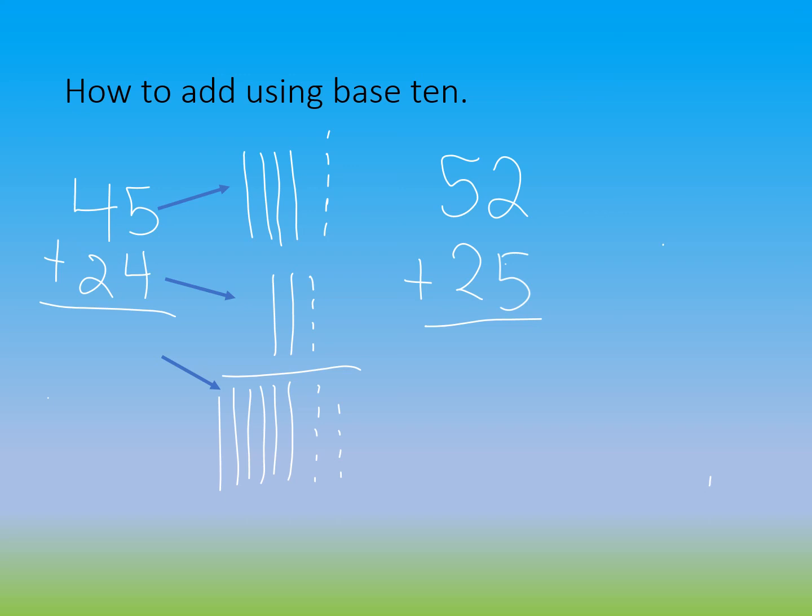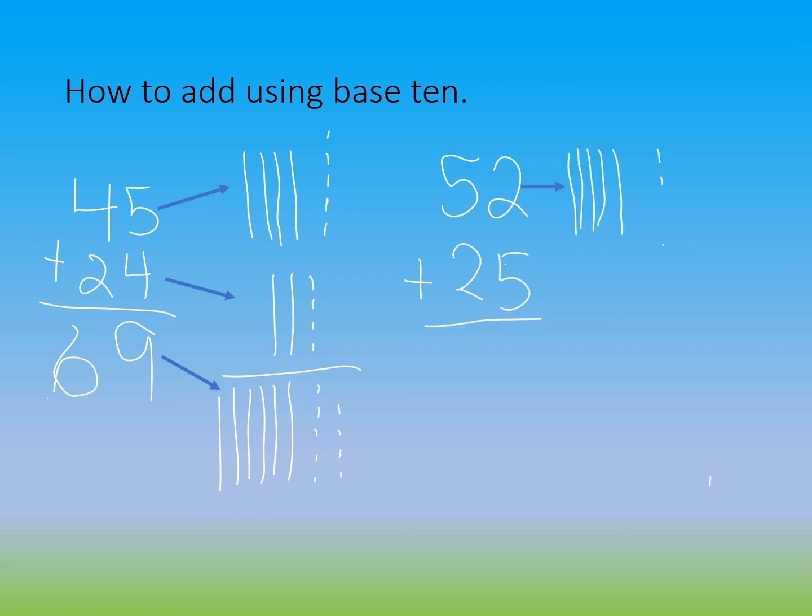Our answer is 69. Let's check our work by doing the basic math equation. 45 plus 24. 5 plus 4 is 9. 4 plus 2 is 6. 69.